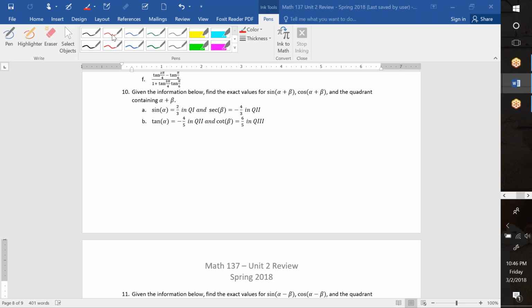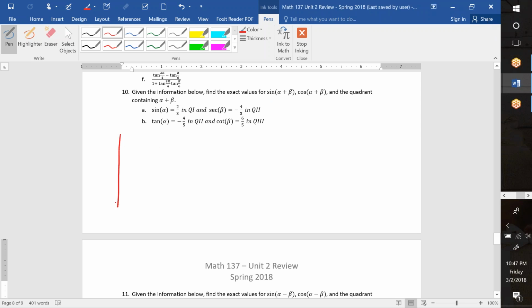So typically in this scenario, they tell us a little bit about each angle, and we're supposed to find all of the ratios that we need, and then figure out what the sine of the addition would be, the cosine of the addition, and then what quadrant that addition angle would lie in.